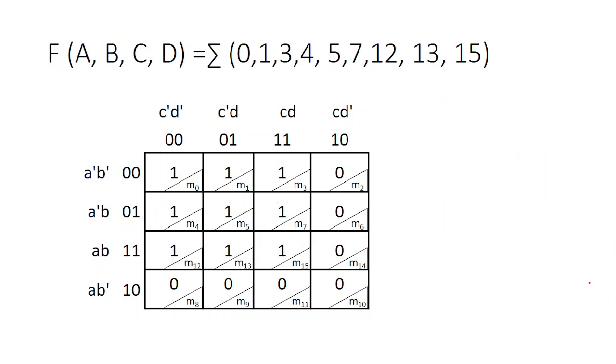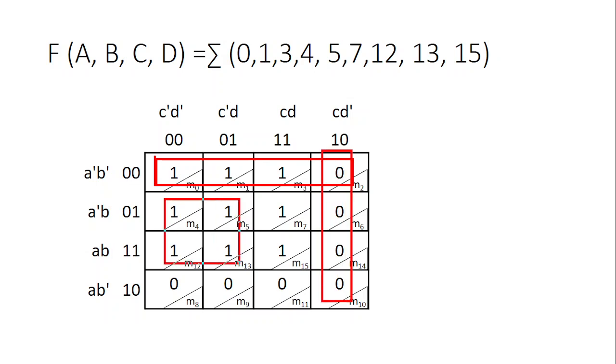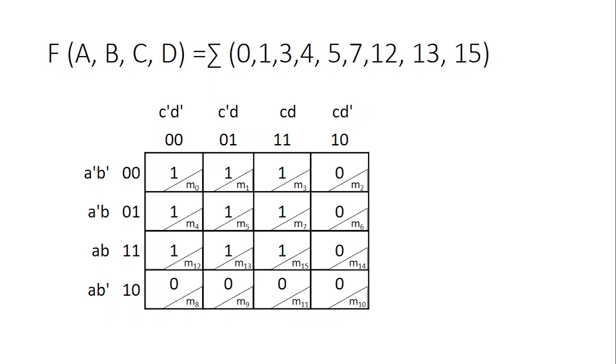The group can be like this. So the group you are going to draw should be straight like this, or it can be like this, or it can be all the adjacent. You cannot group diagonally. So you cannot make like this. This is not allowed. Diagonal grouping is not allowed. Adjacent ones you are allowed.